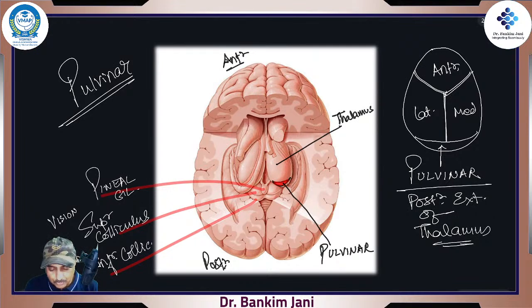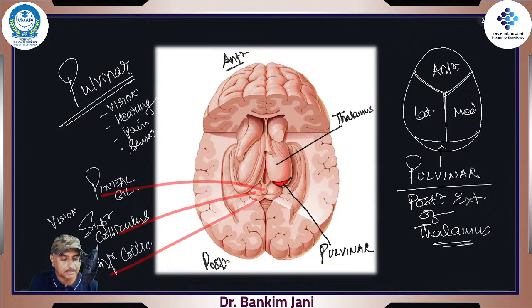So this is also superior colliculus and inferior colliculus. So pulvinar is for integration of vision, hearing, then pain and various sensations, right? So that's the function of pulvinar.